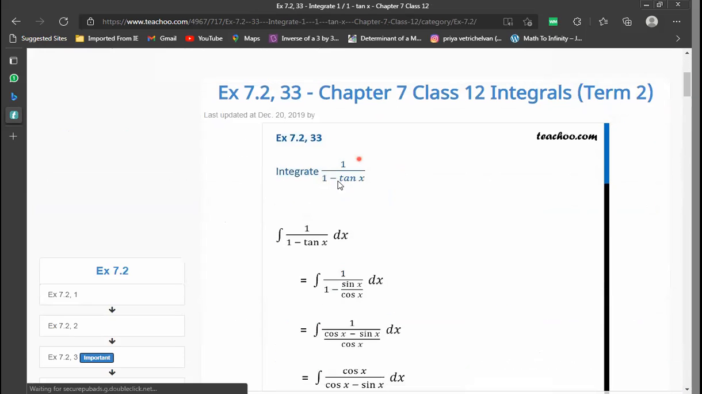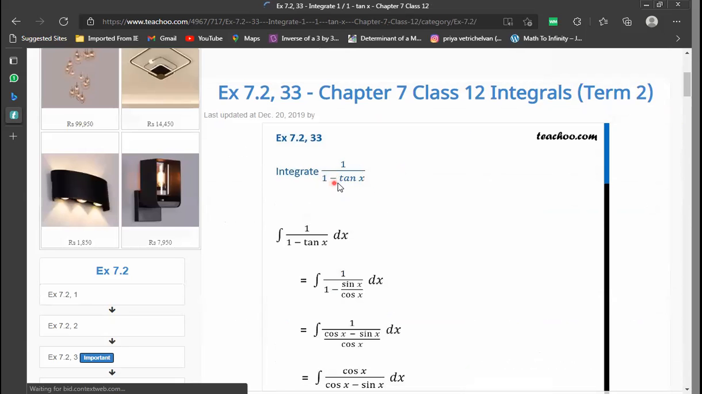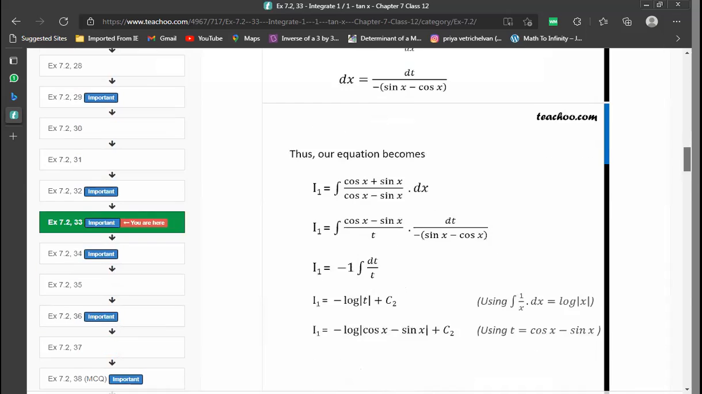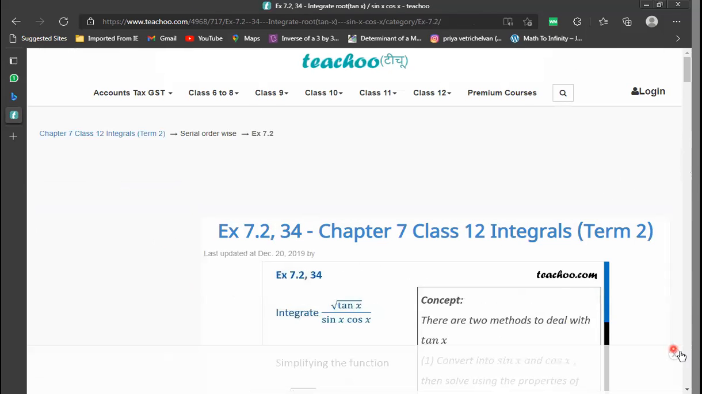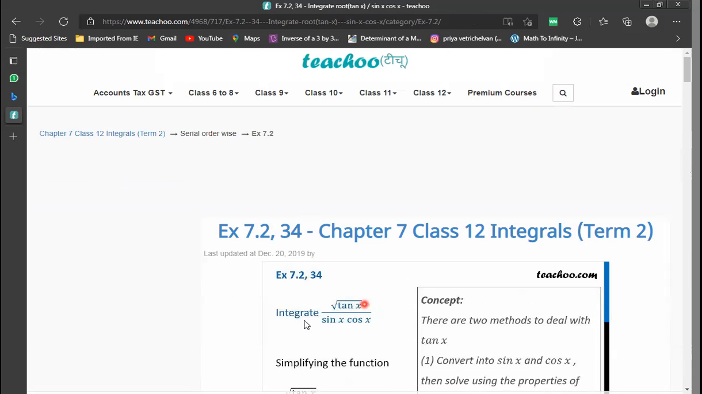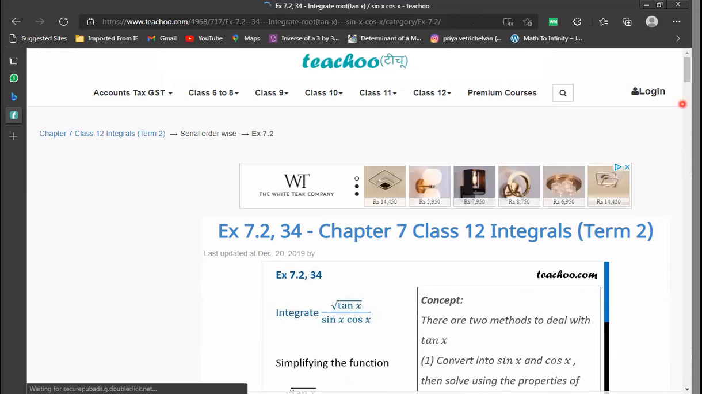One minus 1 upon 1 minus tan x. Same method. In the previous question, we changed cot x as cos x upon sin x. Here we are just changing tan x as sin x upon cos x. Same kind of question, same method. Square root of tan x upon sin x cos x.